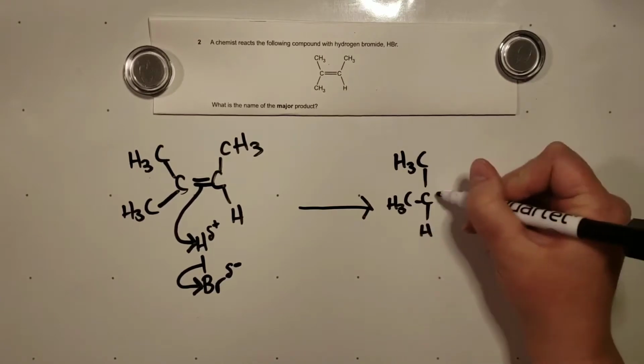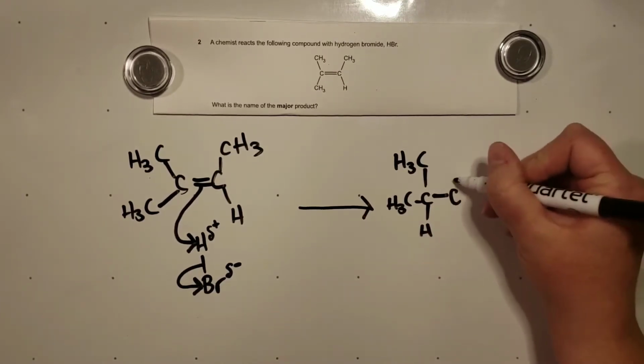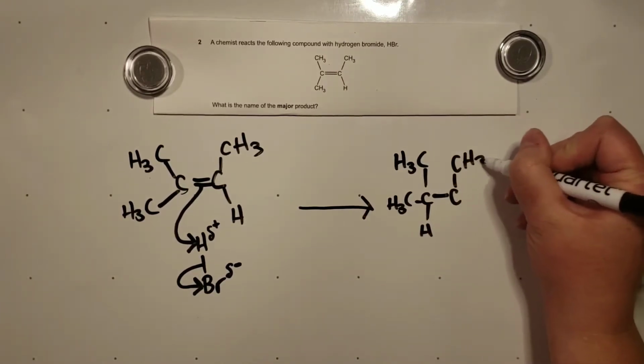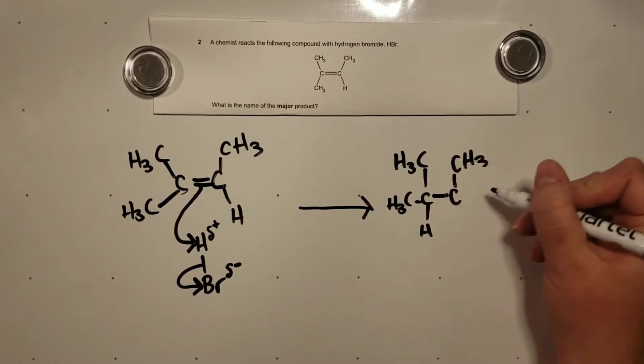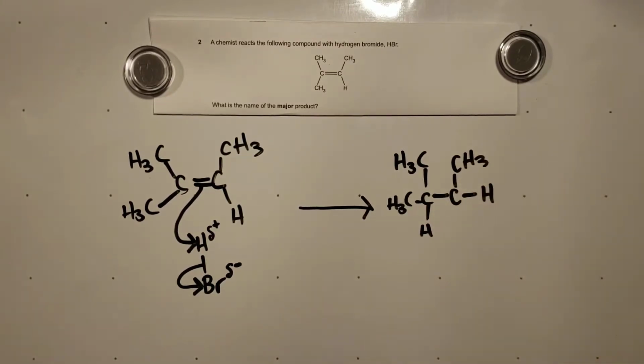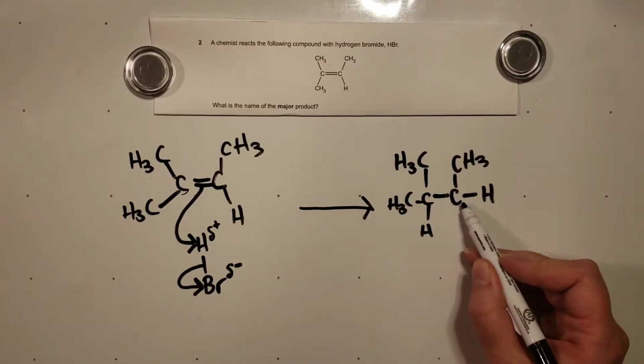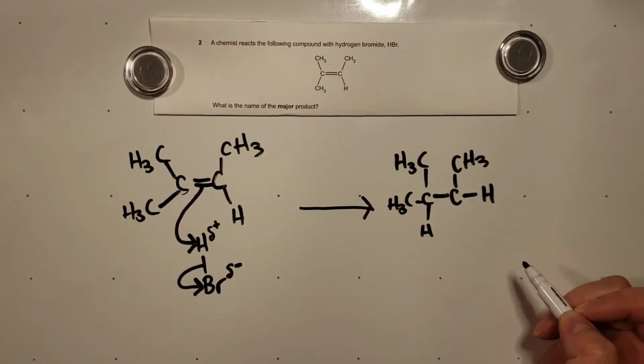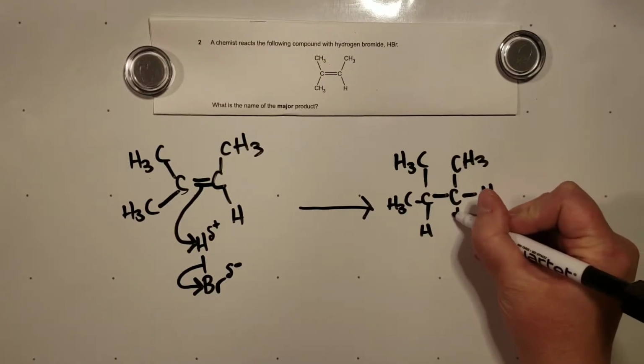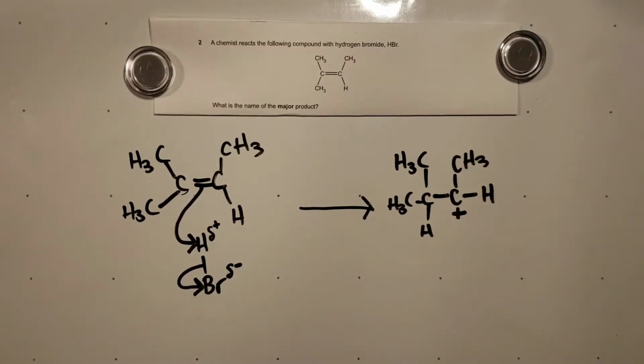There's our hydrogen. The rest of the molecule is the same, apart from this is now a single bond. And we'll see that this carbon only has 3 bonds. And it's lost an electron, so it's going to have a positive charge, and that's our carbocation.